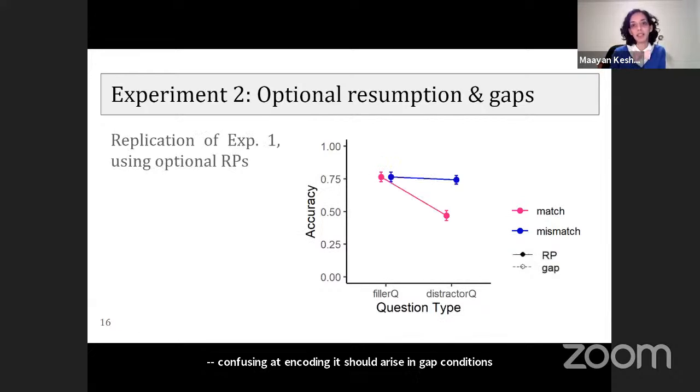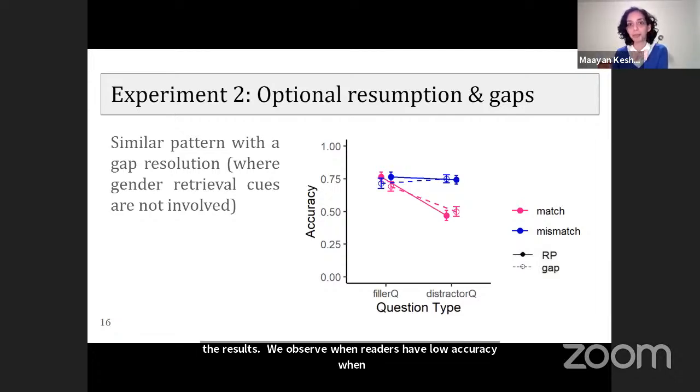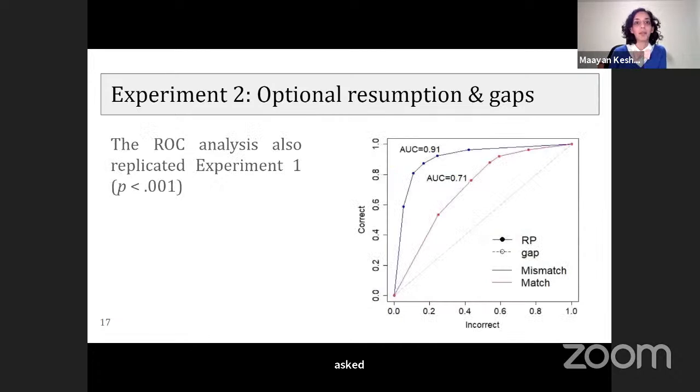The accuracy pattern in the resumptive conditions replicates what we found in experiment 1. And interestingly, so do the results in the gap condition. So we observe the same pattern where readers have low accuracy when they're asked whether a gender matching distractor was the antecedent for the resumptive pronoun or the object gap. And our ROC analysis similarly exhibits a significant contrast in discriminability between the match and mismatch conditions.